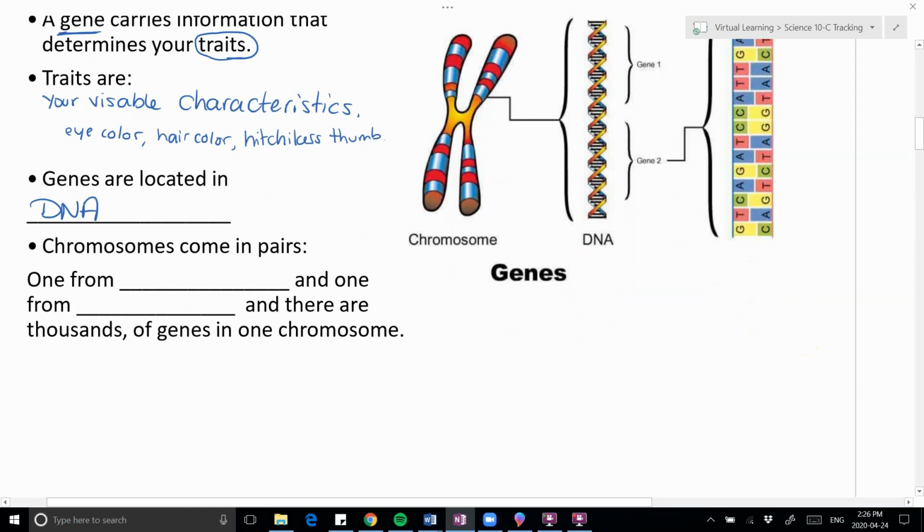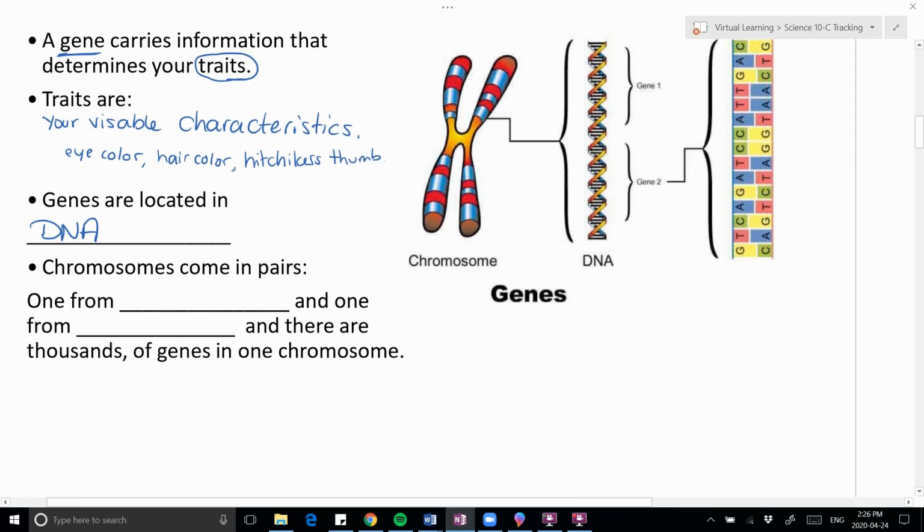So your genes are located in the DNA, so in your nucleus. Of every single cell in your body, you have a full set of DNA. Every single cell in your body carries your DNA. In there, you have a set of chromosomes. And chromosomes have this X shape, because technically they are two parts that are connected in the middle.